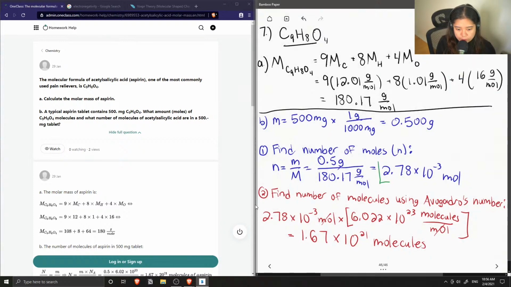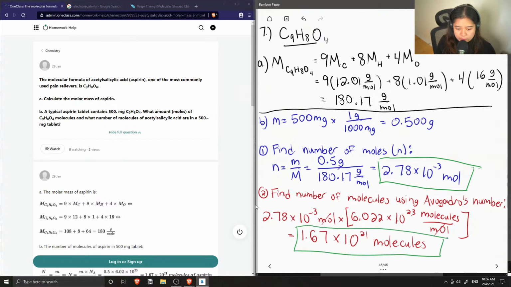So we have 2.78 times 10 to the negative 3 moles in 0.5 grams. And in molecules, it's 1.67 times 10 to the 21.